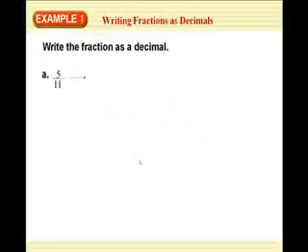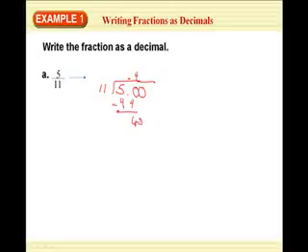Write the fraction as a decimal. 5/11ths, and all fractions, you guys, are division problems. So another way to say this is 5 divided by 11. And when you were little, you used to be able to say, hey, I can't divide that because 11 won't go into 5. But now we know you can just add a couple decimal places, some zeros on, and you can divide. 11 goes into 50 4 times, which is 44.